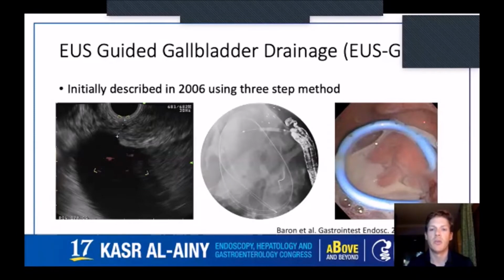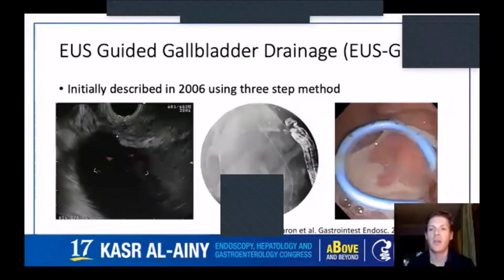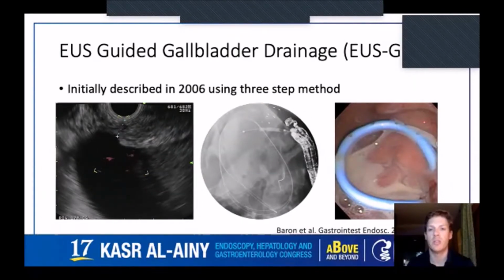Limitations of this approach include multiple device exchanges, which with each exchange could potentially result in loss of access. Bile leakage and resultant peritonitis could develop as a result of the inability of the two lumens, the gallbladder and the bowel, to approximate each other. And the time spent in the procedure is also lengthened given the multiple device exchanges.